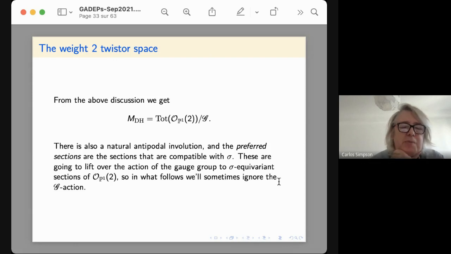Okay, so from the above discussion, what we can conclude is that this Deligne-Hitchin moduli space, in this case, is the total space of the bundle O(2) over P1 divided by the action of this gauge group. Then there's also going to be a natural antipodal involution, and we're going to have preferred sections. Now these preferred sections, since P1 is contractible, are going to lift over the action of the gauge group. So they're going to lift to sigma-equivariant sections of O(2). As I said, we're going to mostly ignore the gauge group here.